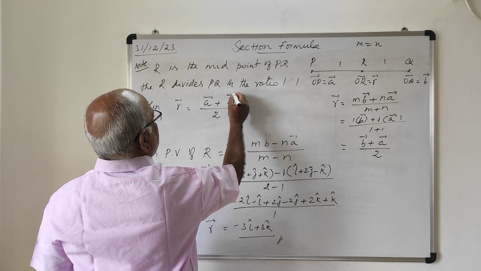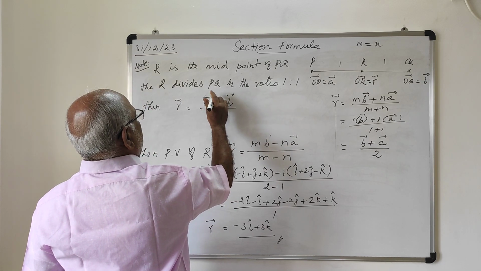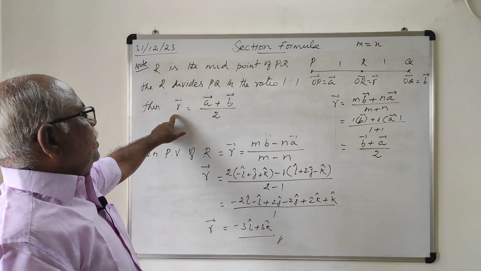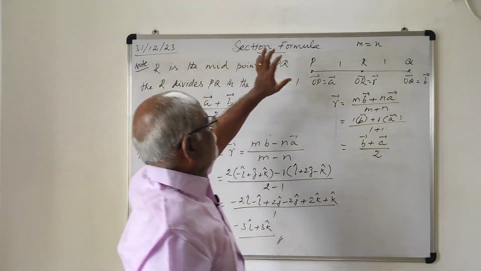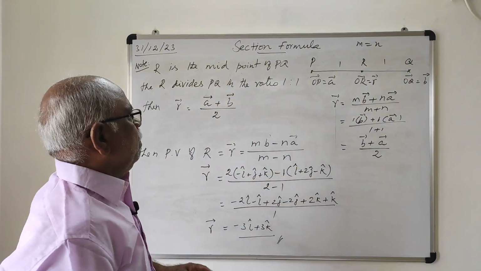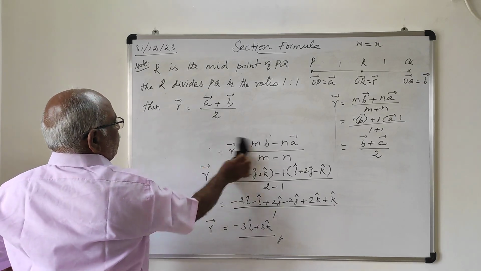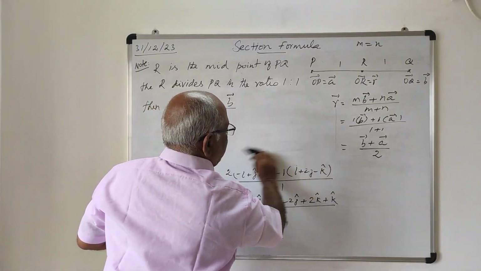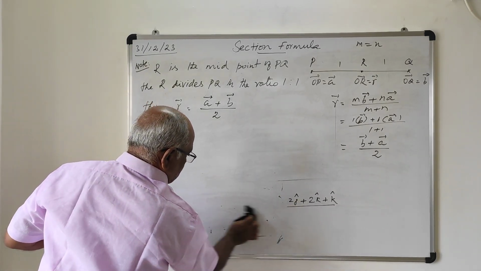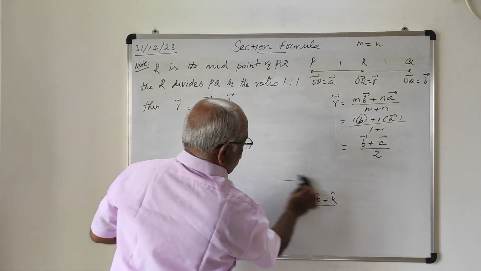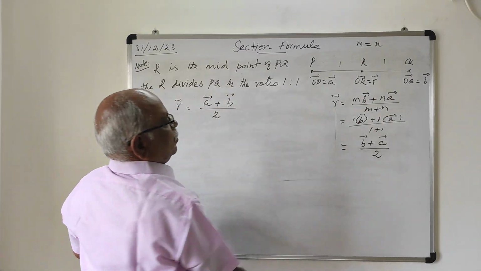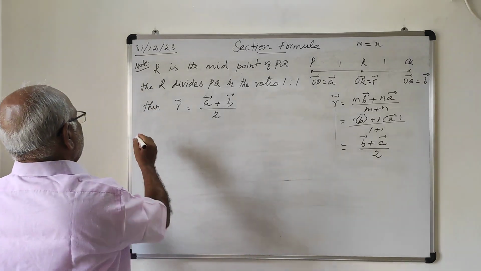If R divides PQ equally, or R is the midpoint of the line PQ, then the position vector of R is A plus B by 2: position vector of P plus position vector of Q divided by 2. It is the midpoint case. So if a point divides the line segment in the ratio 1 is to 1, then the position vector of the point R is OP plus OQ by 2. For that we have one problem.